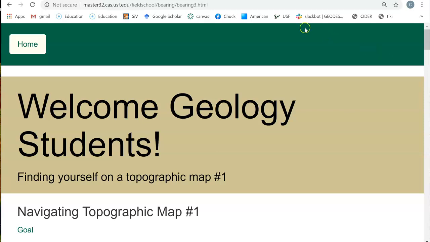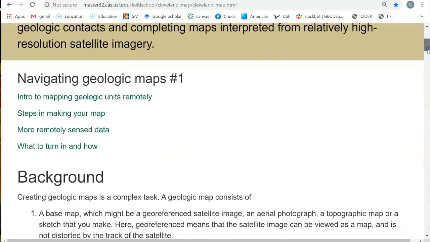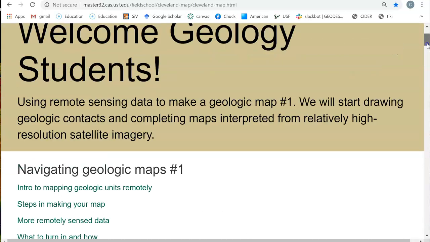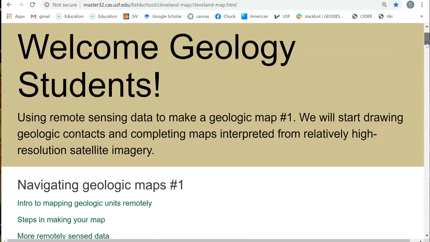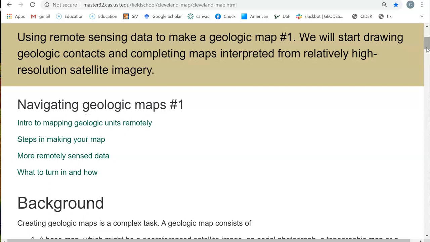The JavaScript and Leaflet tools were super helpful in order to construct web pages that were quite specific to our geology students in our class, and I think students appreciated that the material was built for them.